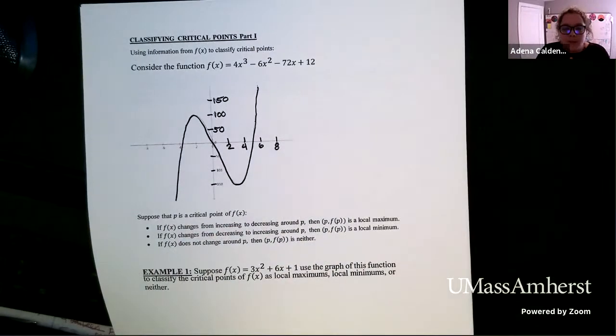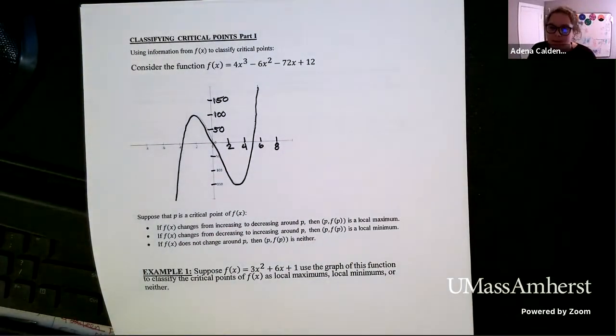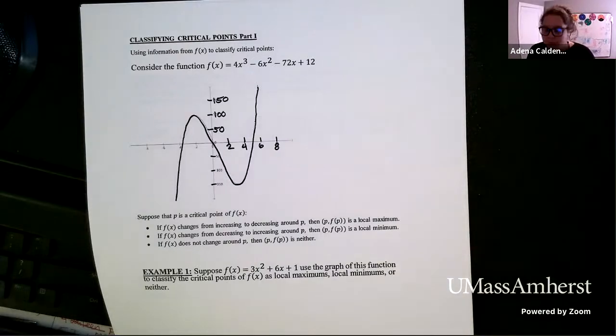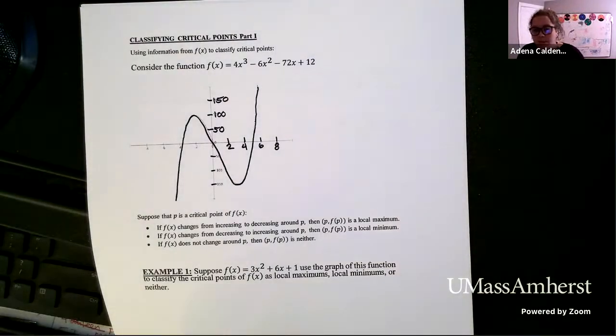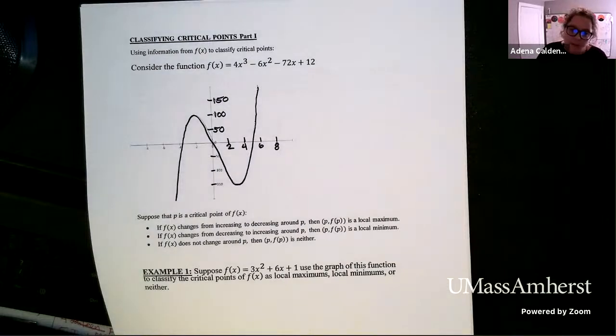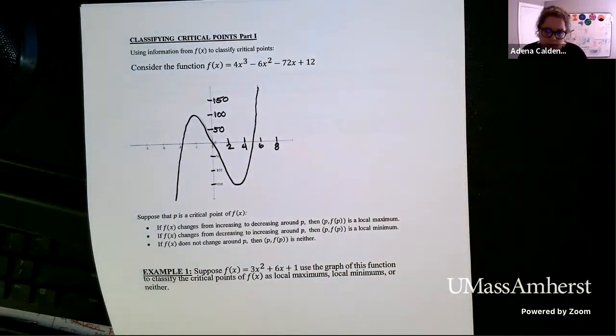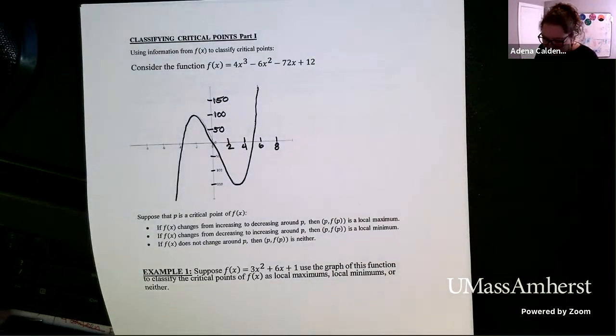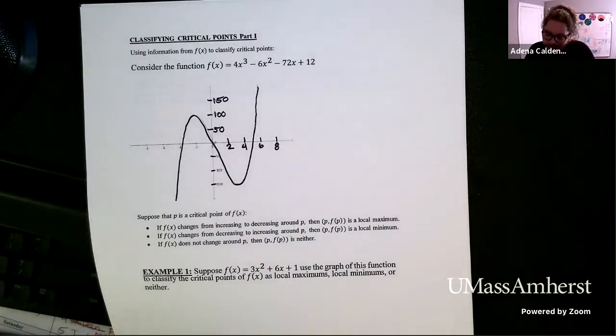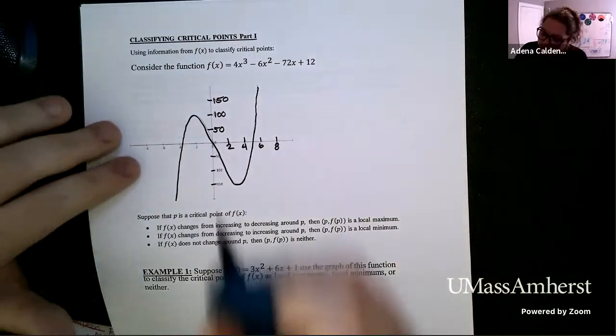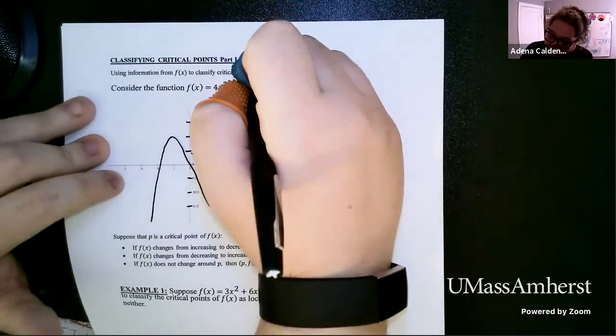So let's start with this function, 4x cubed minus 6x squared minus 72x plus 12. We want to figure out the critical points and then figure out if they're local maximums or local minimums. So the first step, before we even apply a test, would be to find any critical points of this function. And so we'll do that on the side.